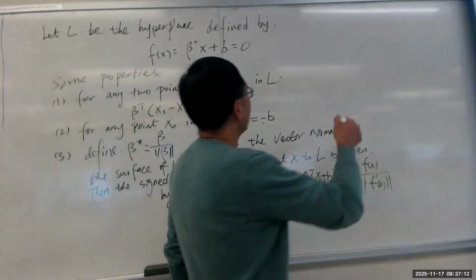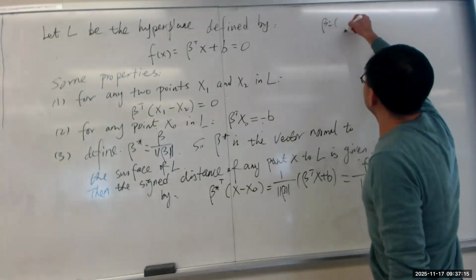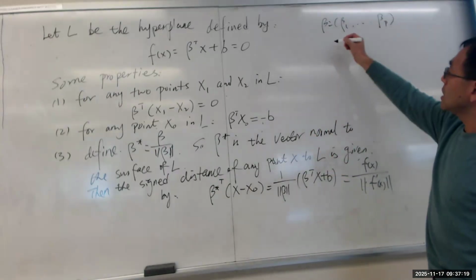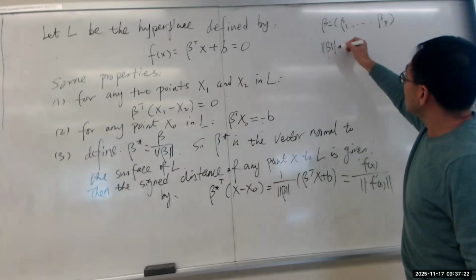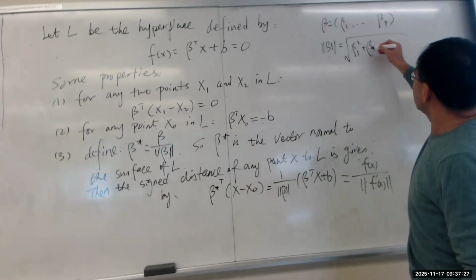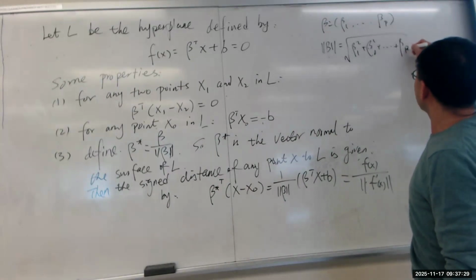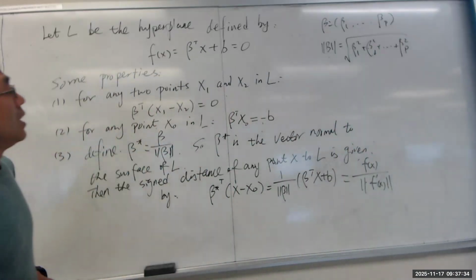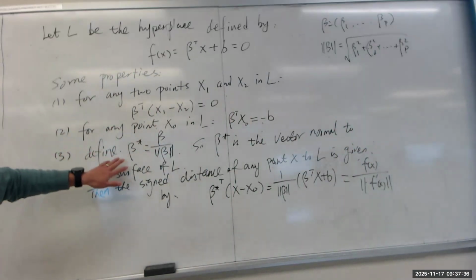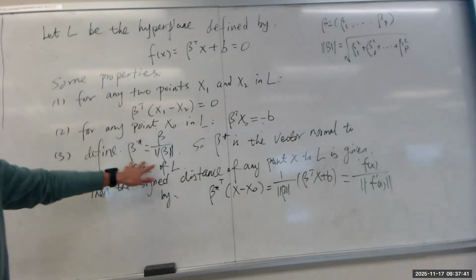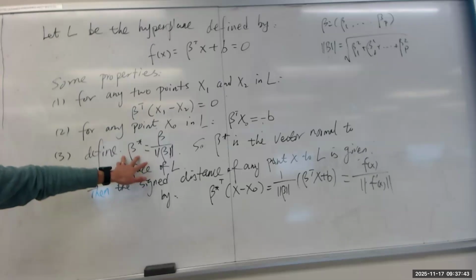Now let's define beta star equal to beta divided by the norm of beta. If beta is equal to beta 1 up to beta p, the norm is defined as the Euclidean distance: the square root of beta 1 squared plus beta 2 squared and so on plus beta p squared. This basically just normalizes the vector. So if we define beta star to be beta divided by the norm of beta, then the norm of beta star is going to be equal to 1.